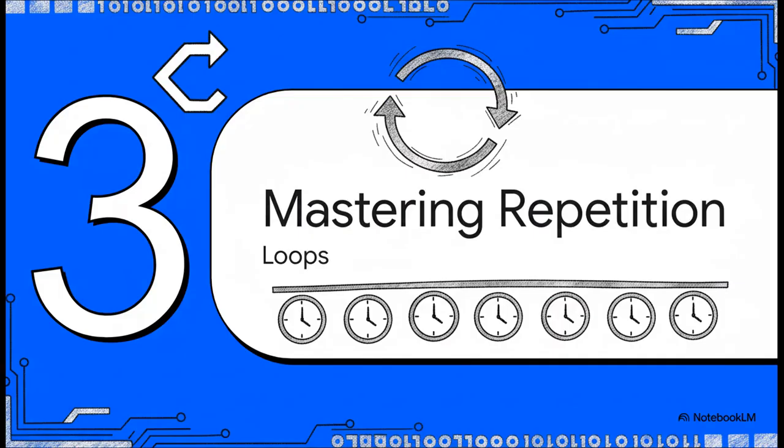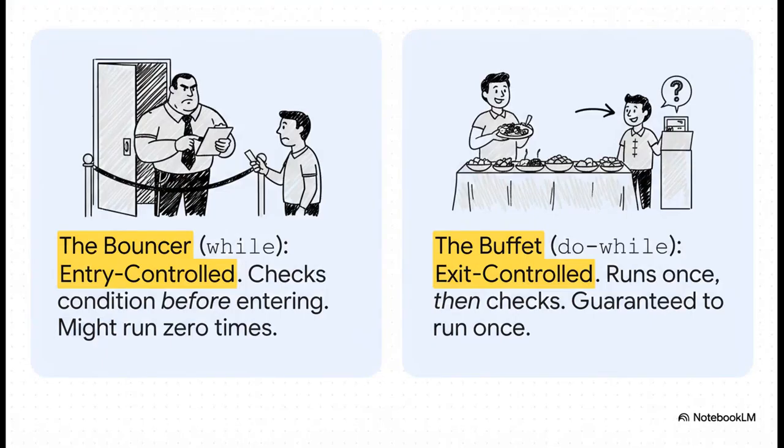Okay, so far, we've only made decisions that run one time. But the real power of a computer, its superpower, is its ability to do boring, repetitive tasks over and over without ever getting tired. And for that, we absolutely need to master loops. Let's start with two fundamental types of loops, and I love this analogy. The while loop is like a bouncer at a club.